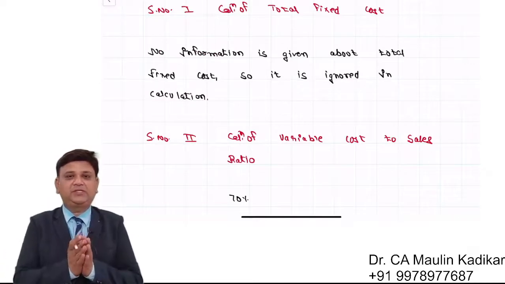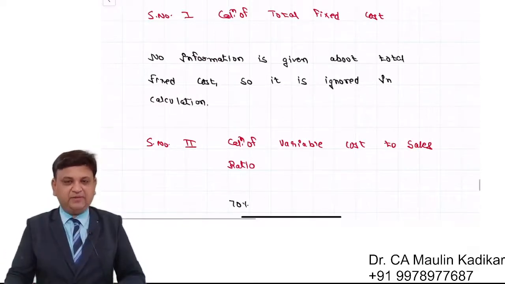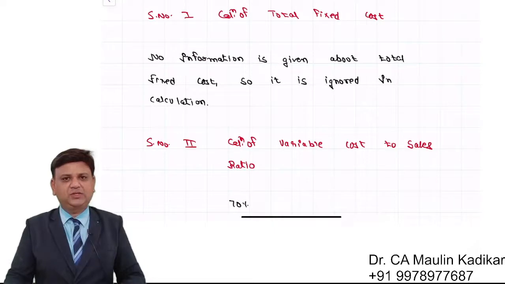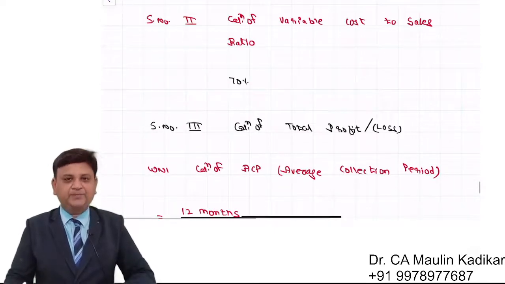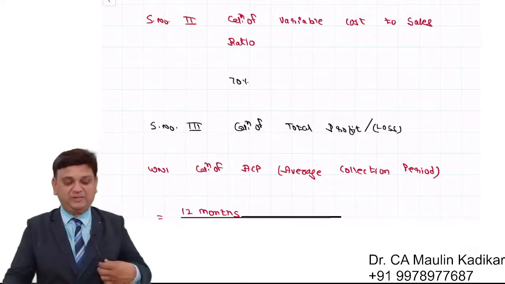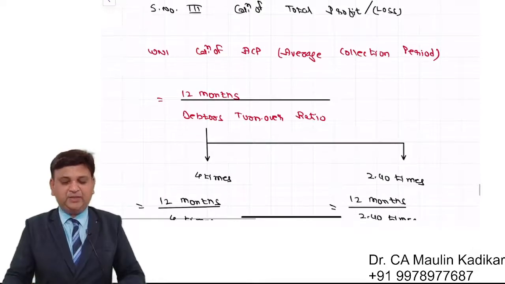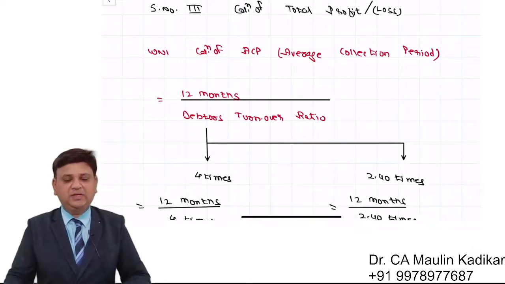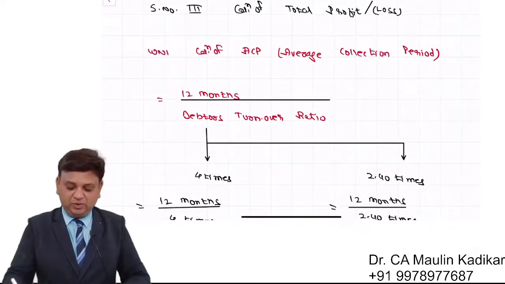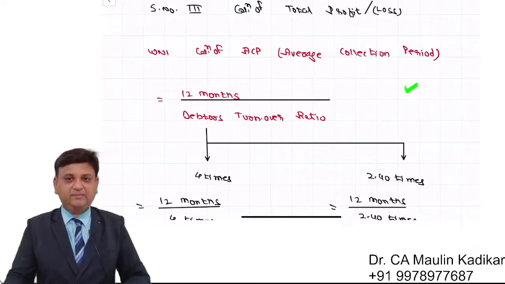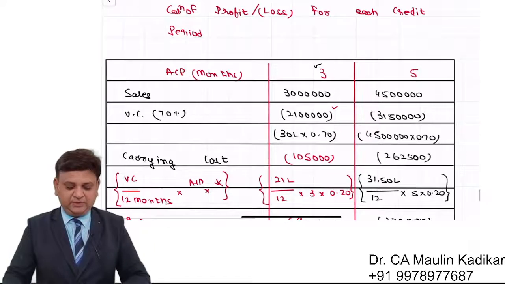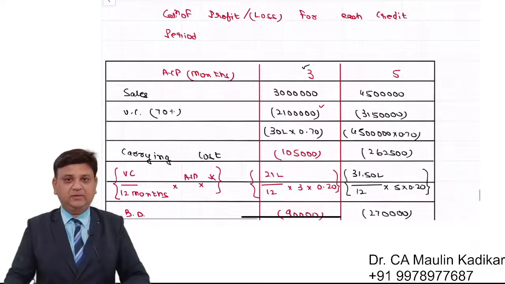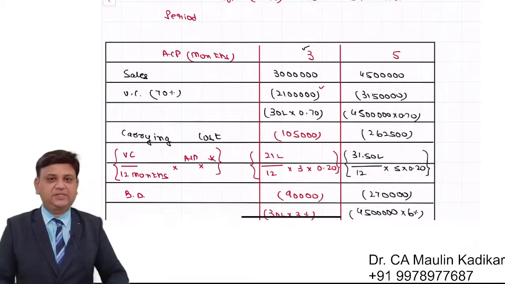So let us have a small summary. In step number 1, we are calculating the total fixed cost. However, in this question it is not given, so we are ignoring it. In step number 2, variable cost to sales ratio, it is given to us as 70%. In the third step, it is profit or loss. In this question there is a new working note, that is calculation of average collection period. Then profit or loss for each of the credit periods, that is 3 months and 5 months.